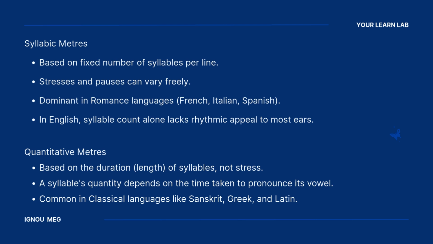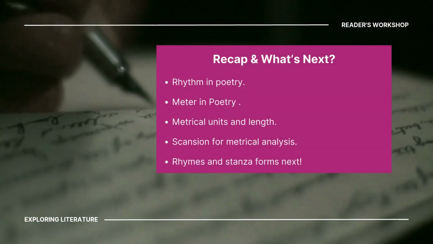Then there's syllabic meter, where each line has a fixed number of syllables, but stress can vary. This is really common in Romance languages like French or Spanish, but in English it's not used very often because it doesn't sound as musical to our ears. Finally, quantitative meter. This one's based on how long it takes to pronounce a syllable, not the stress. It's used in classical languages like Sanskrit, Latin, and Greek, and it's based on syllable duration rather than syllable stress.